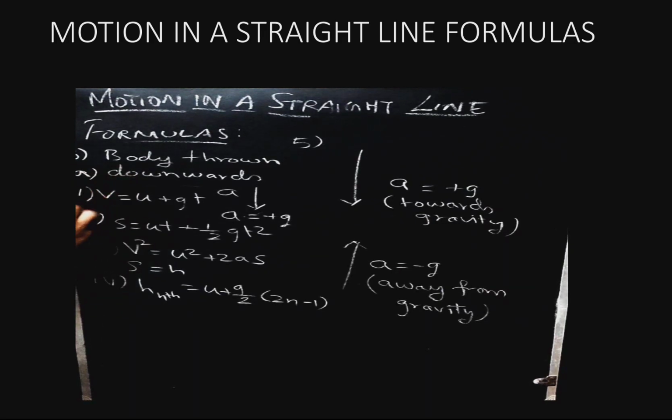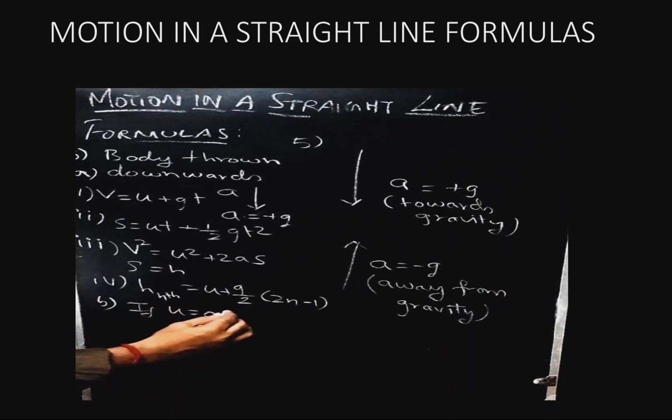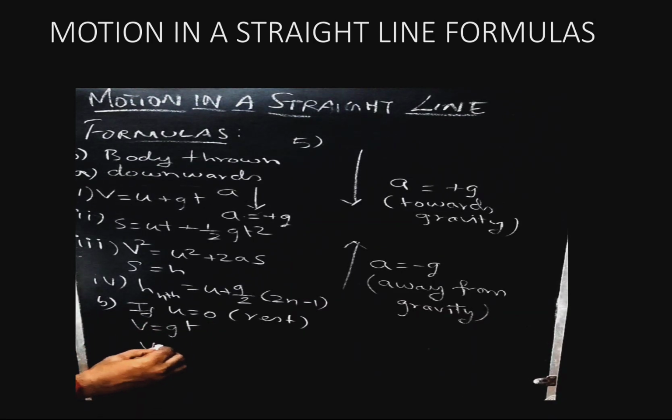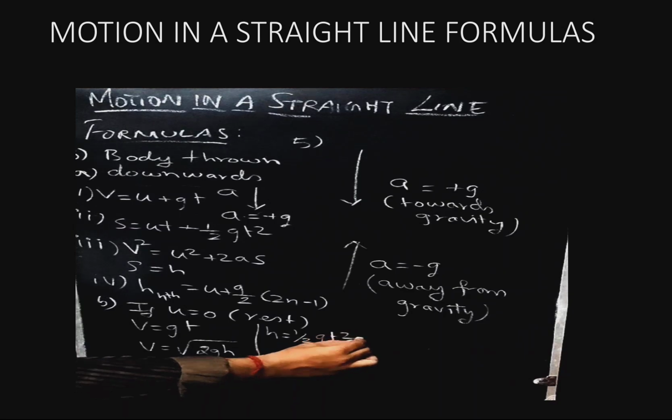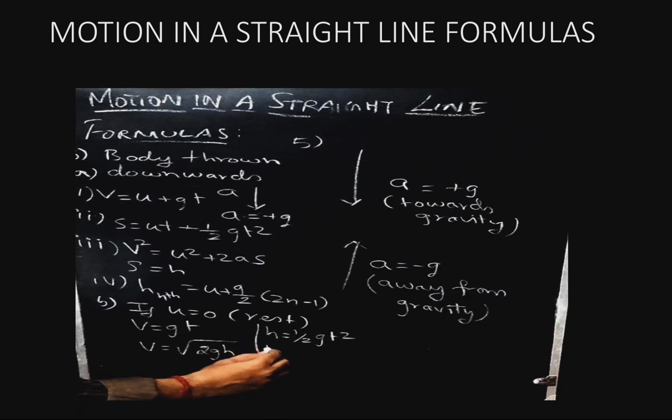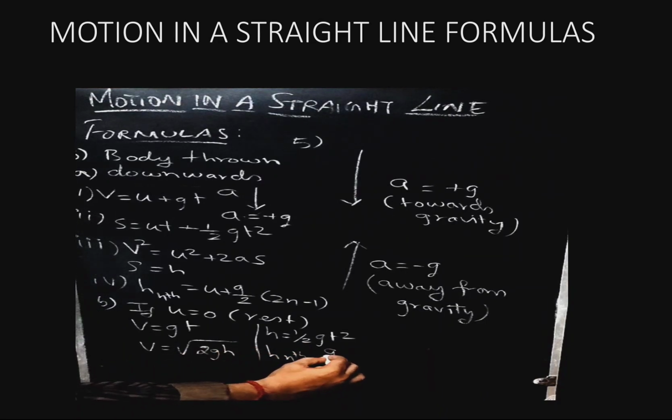Now I am going to rearrange the same formulas for the initial velocity. If you are dropping an object from a particular height, U is taken as 0 because the object is at rest. So in those cases you have to put U equal to 0. Therefore the first equation becomes V equal to GT, whereas the third becomes V square equal to 0 plus 2GS, so V equals root of 2GH. The second equation becomes H equal to half GT square. And Hn is nothing but G by 2 into 2n minus 1, as the U term is 0. These are the equations of motion we are taking into account.